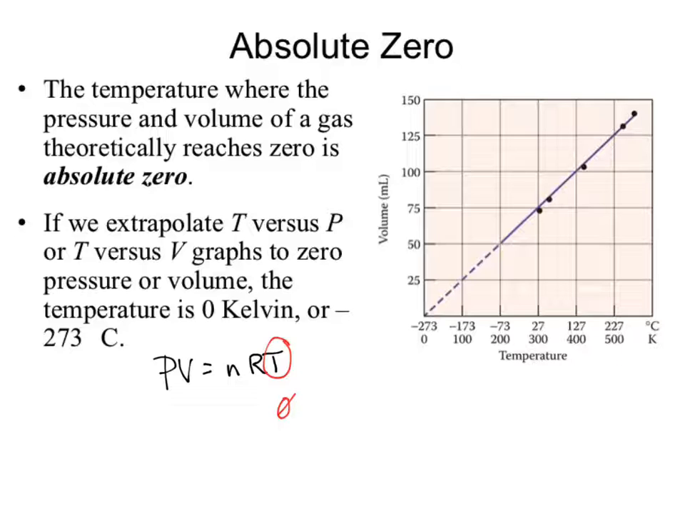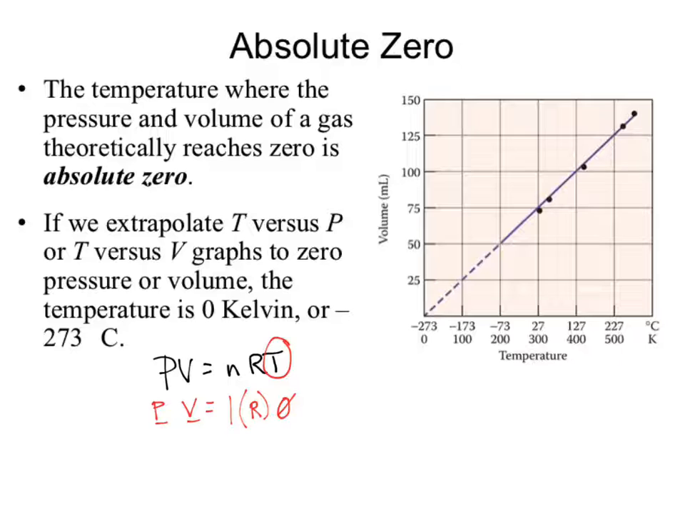So if I have gas, there's some amount of moles. Let's say I have 1 mole. Well, R is always the same. It's a constant. What does that mean about P or V? At least one of them must be 0. That is our absolute 0 value for our temperature. If we drop all the way to that value, pressure and volume must be 0.